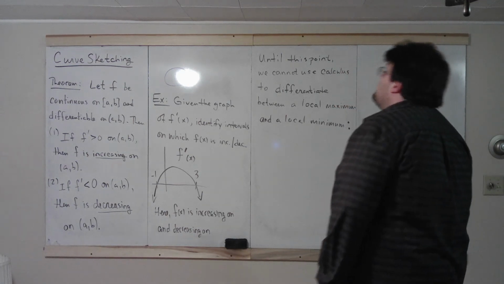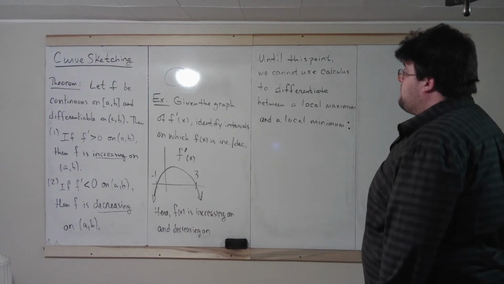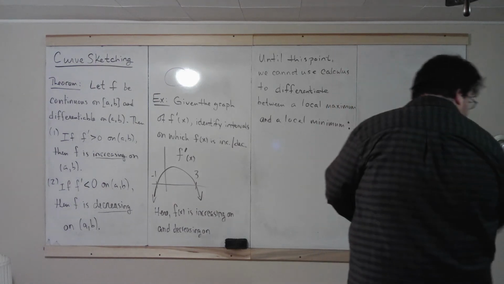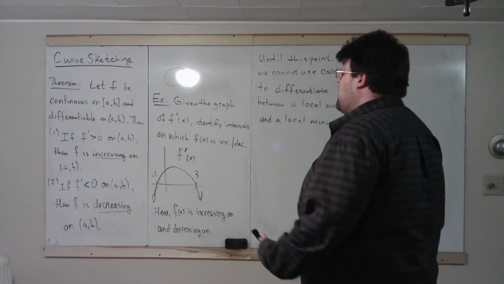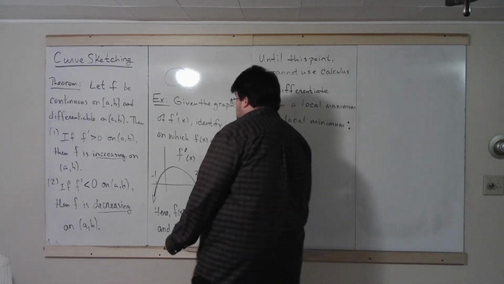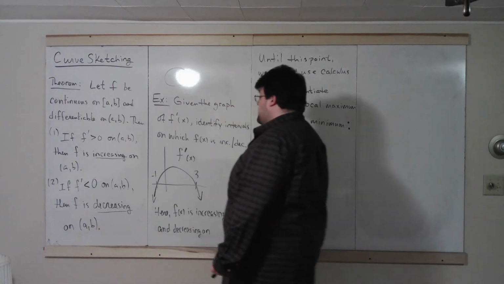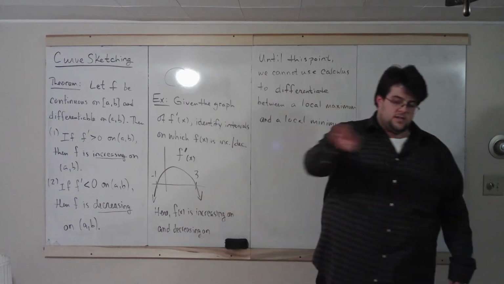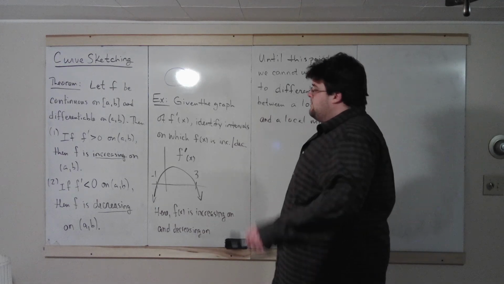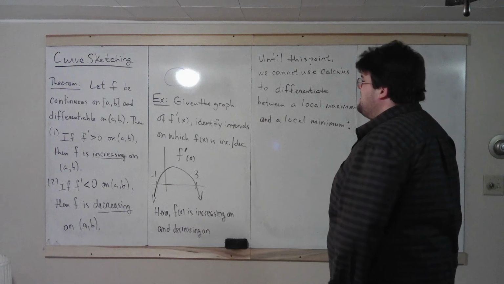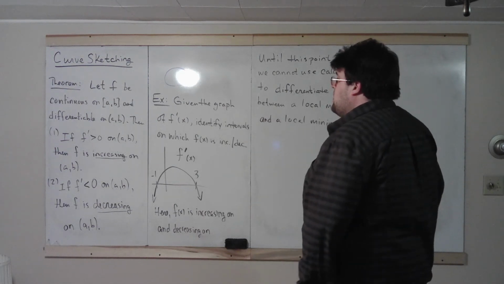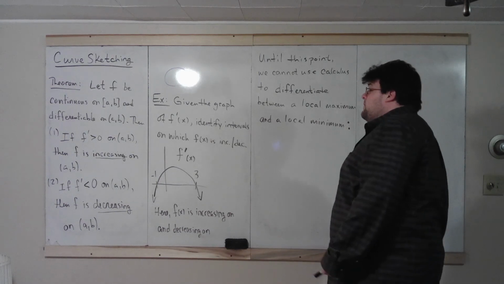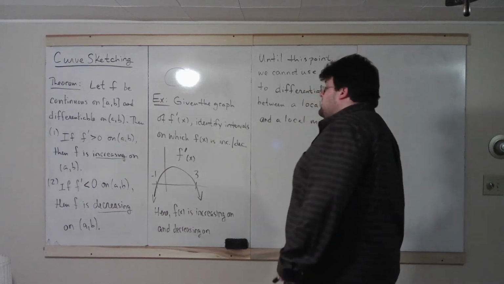Then, two parts. One, if the first derivative, f prime, is greater than 0 on a to b, if the first derivative is positive on a to b, then f is increasing. Now, we haven't really discussed increasing, or in part 2, decreasing. Increasing just means going up as x gets larger. Decreasing means going down as x gets larger. I'm not going to formally define those. But part 1, if the first derivative is positive, then f is increasing.